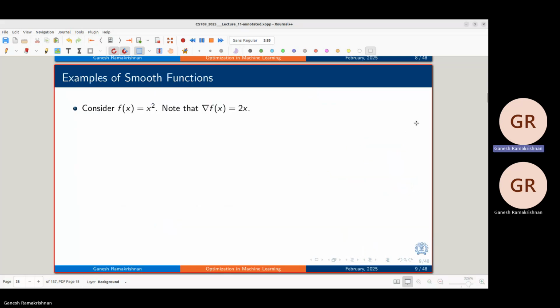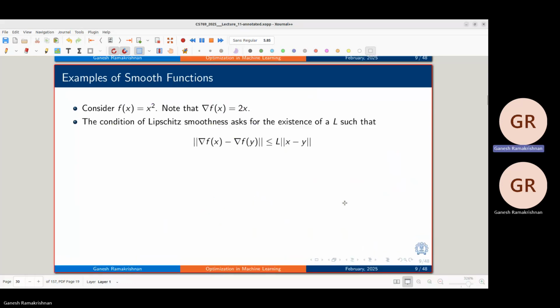Okay, so let's take some examples. X square is the most obvious example of a function that would be both strongly convex and Lipschitz smooth. Why? Because if you take the double derivative, it is 2, which is upper bounded by 3 and lower bounded by 1, some constants. It's very simple, right? So the Hessian is 2, which is obviously upper bounded and lower bounded by 3 and by 1. Lipschitz smoothness and strong convexity.